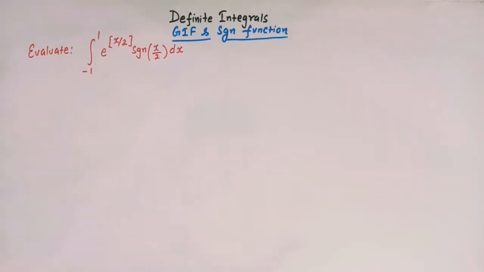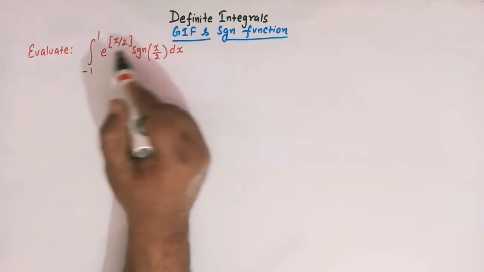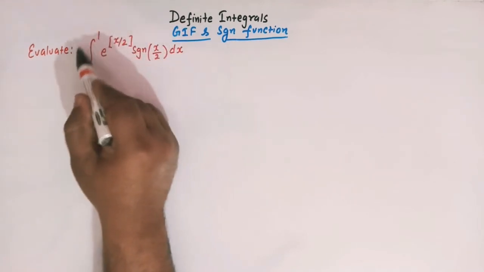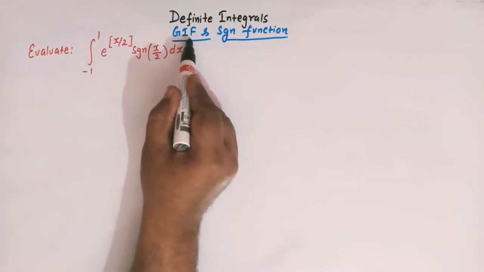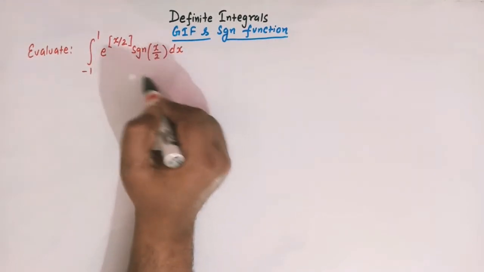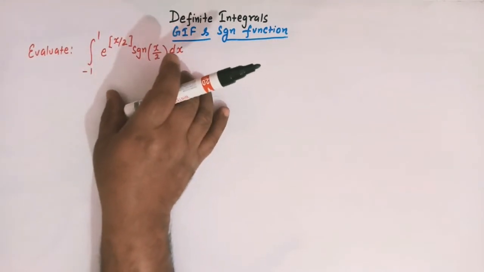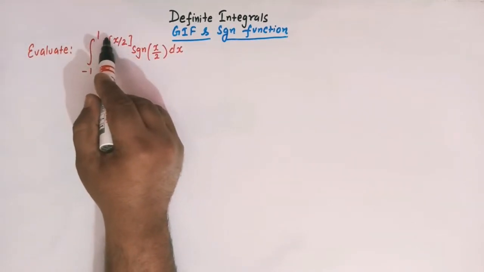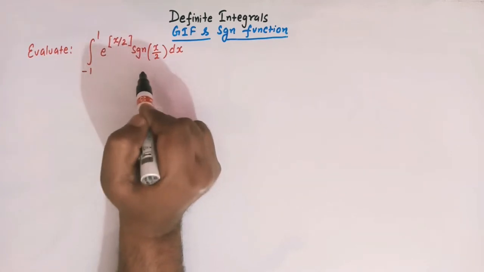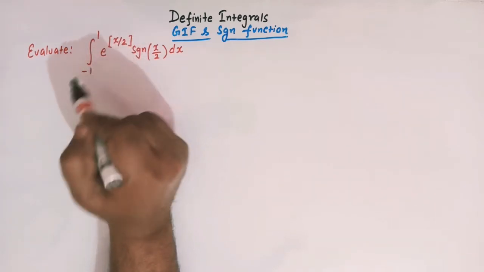Hello viewers, in today's class we are going to discuss one important and conceptual problem from definite integrals, right? And the special characteristic of this problem is that here we have to evaluate this definite integral in which both the greatest integer function and signum function are involved, right? So what we will do in this problem, we have to make use of the definition of greatest integer function and signum function to solve this integral, right?